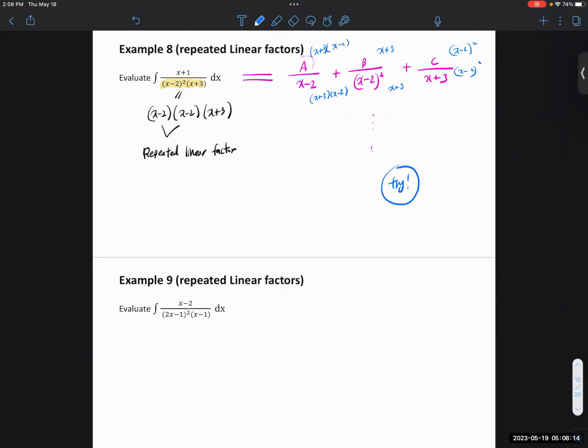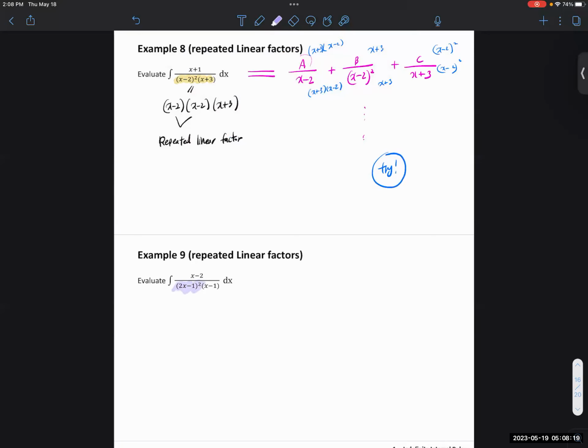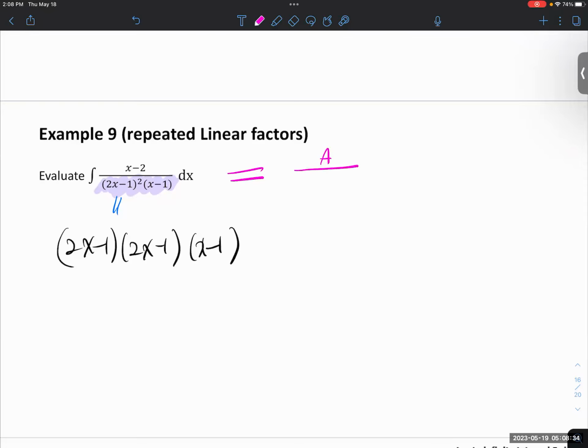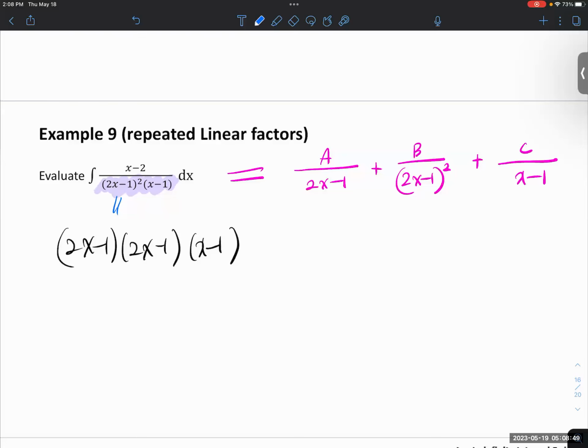So likewise, look at that, same thing. What happened? 2x minus 1 is repeated. So what happens when you're setting up the partial fraction? A over 2x minus 1, plus B over 2x minus 1 squared, correct? C over x minus 1. So that's your partial fraction form, and you're going to find A, B, C.